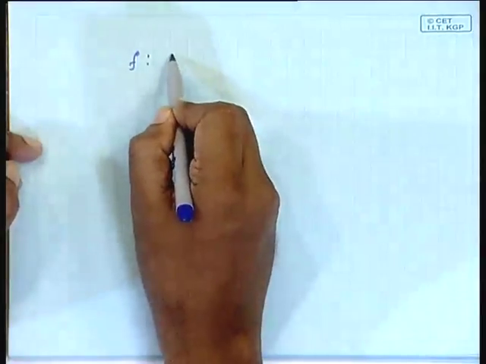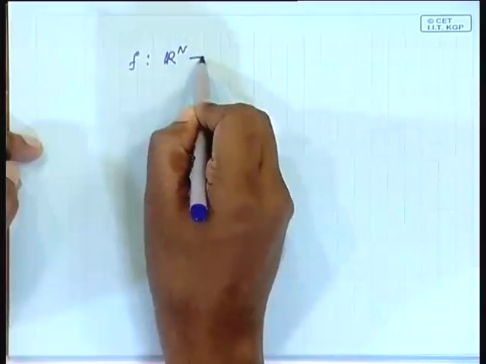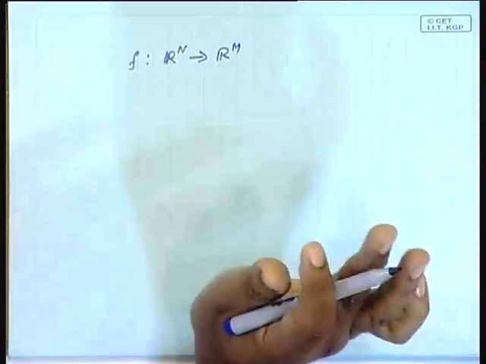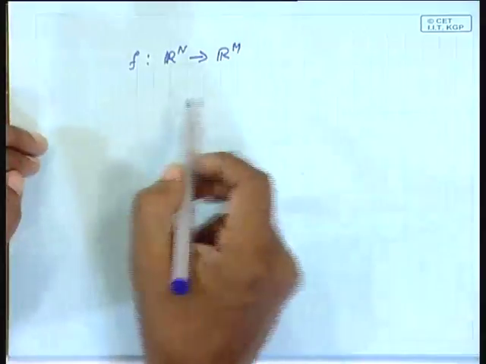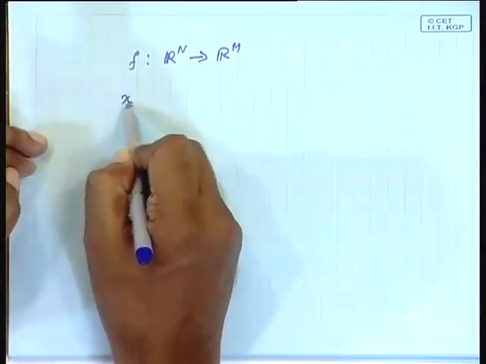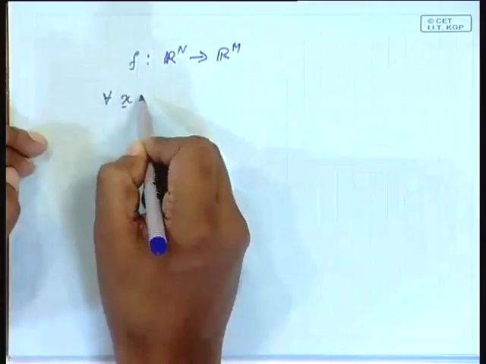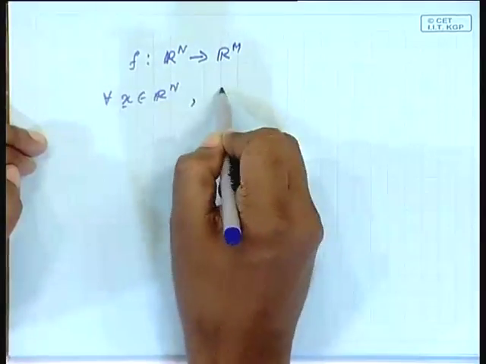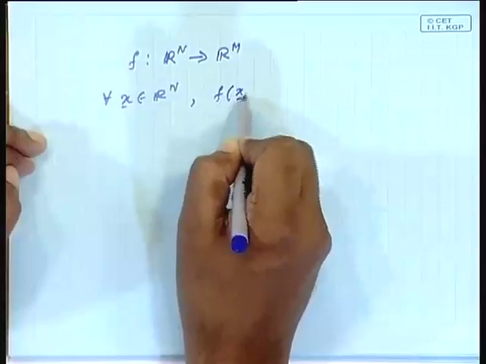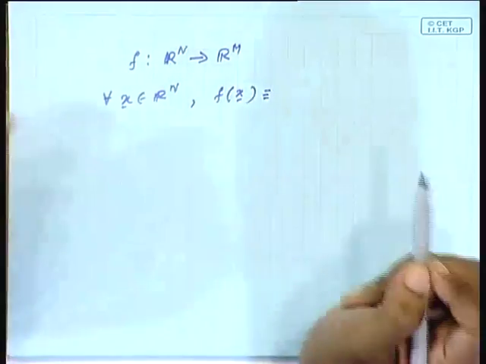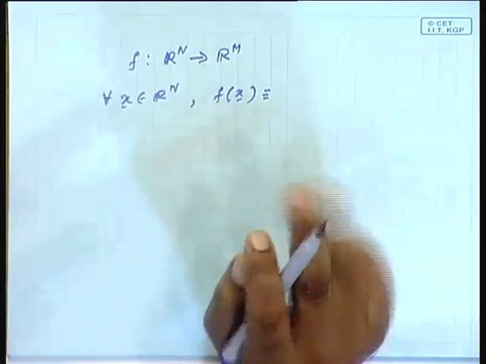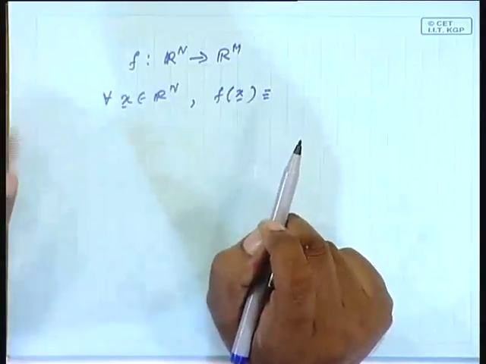Now that day I said, suppose, in fact, there is a very trivial thing. Again, I apologize for getting confused. There is no scope of any confusion. If this was taking you from Rn to Rn, that means for any x belonging to Rn, what was f of x?